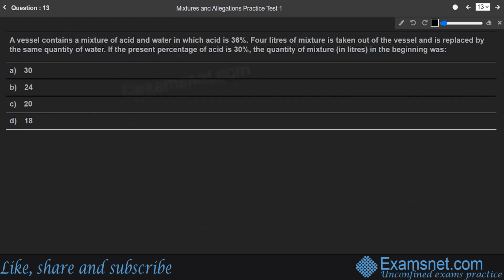Now, in the next one, they say a vessel contains a mixture of acid and water in which acid is 36%. 4 liters of the mixture is taken out and the vessel is replaced by the same quantity of water. If the present percentage of acid is 30%.